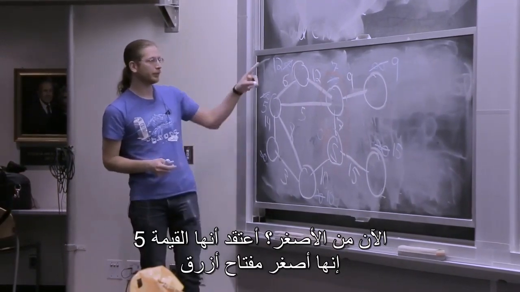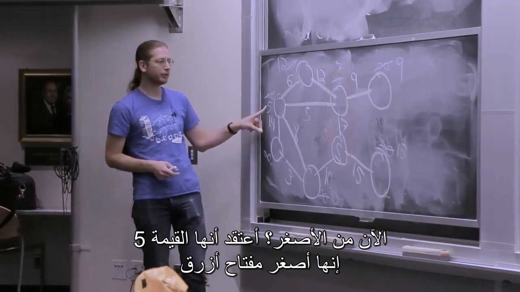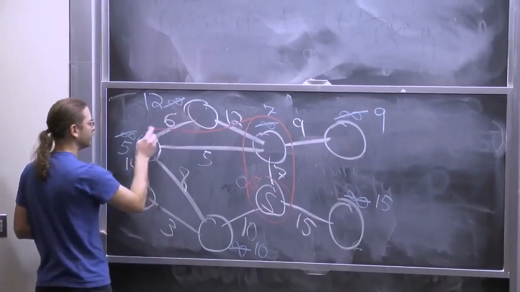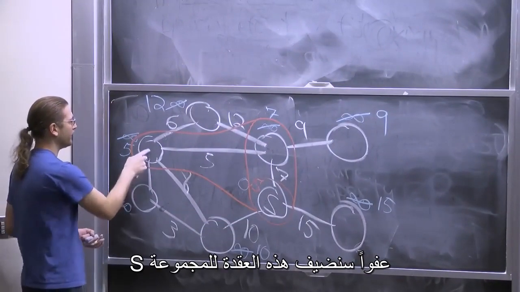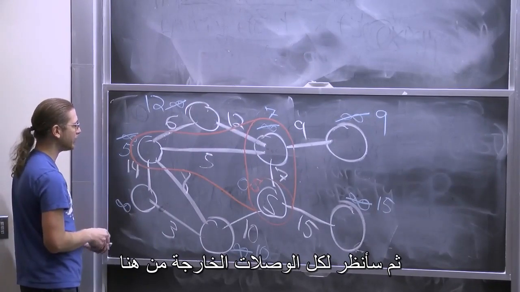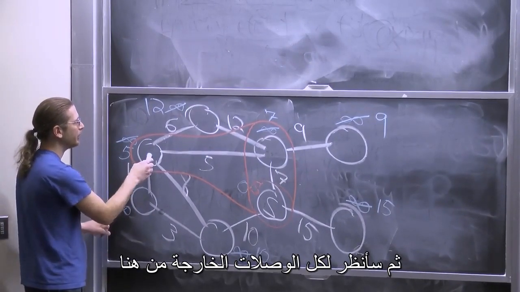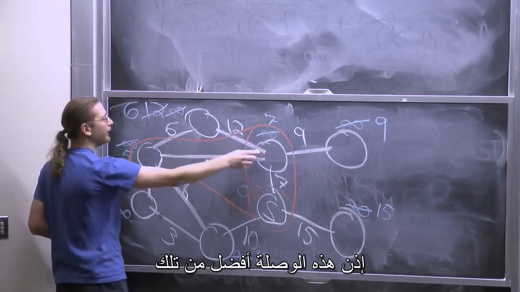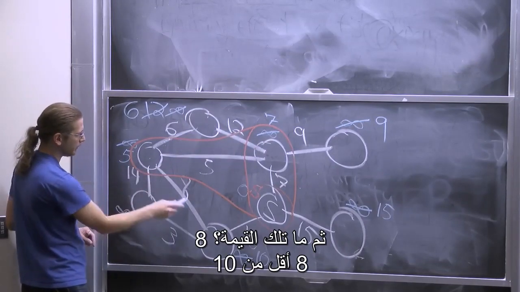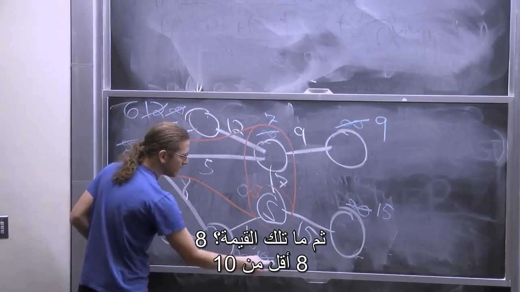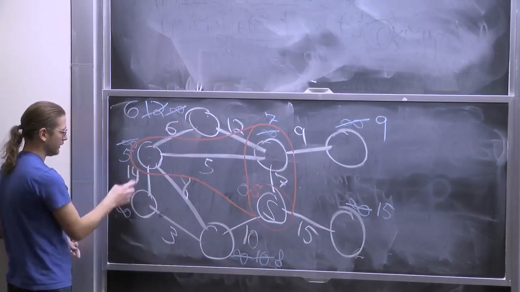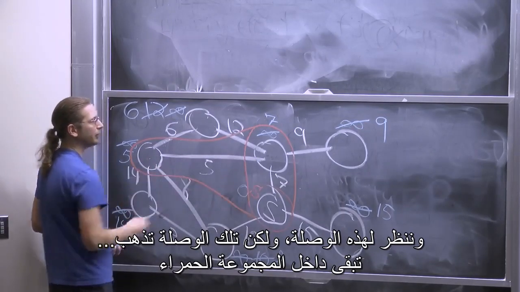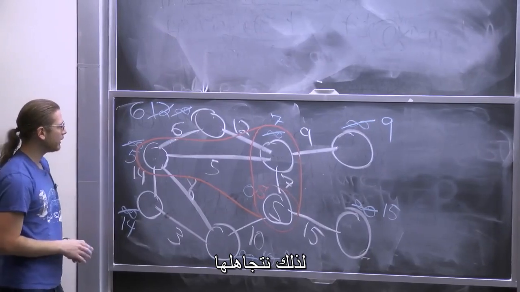All right, now who's smallest? 5, I think. It's the smallest blue key. So we're going to add 5 to the set. Sorry, add this vertex to the set S. And then look at all of the outgoing edges from here. So 6 is actually less than 12. So this edge is better than that one was. Then, what's that, an 8? 8 is less than 10. 14 is definitely less than infinity. And we look at this edge, but that edge stays inside the red set, so we forget about it.